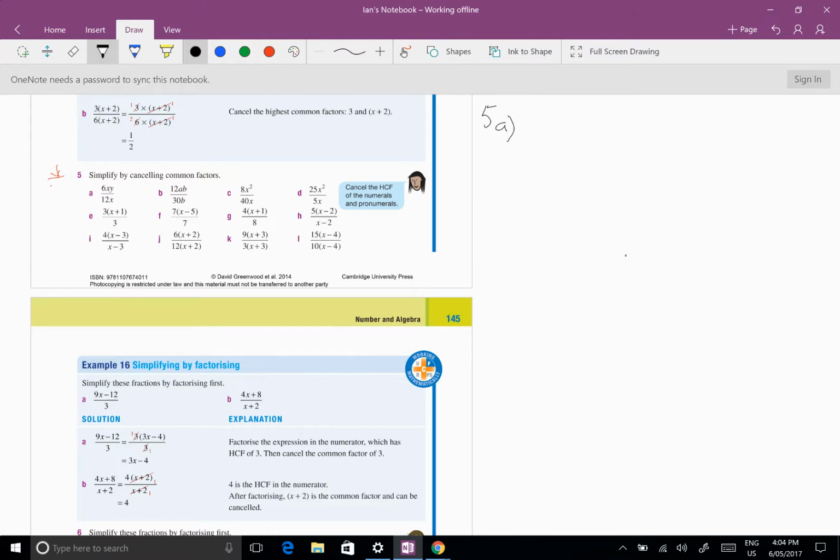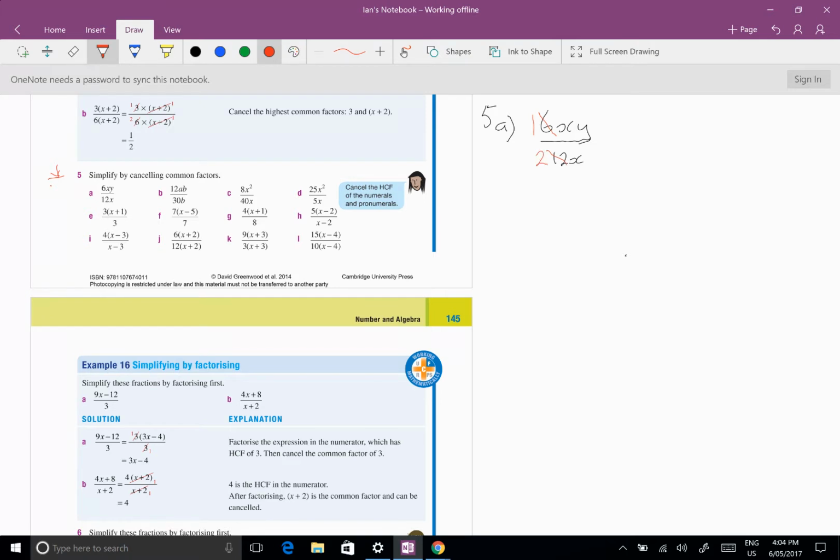This is going to be the first one we do. And we've got 6xy on 12x. Now remember, you can do the numbers on your calculator, but a smart student would go, 6 and 12. Well, I know that 6 goes into both of those, and 6 goes into itself once, and 6 goes into 12 twice.